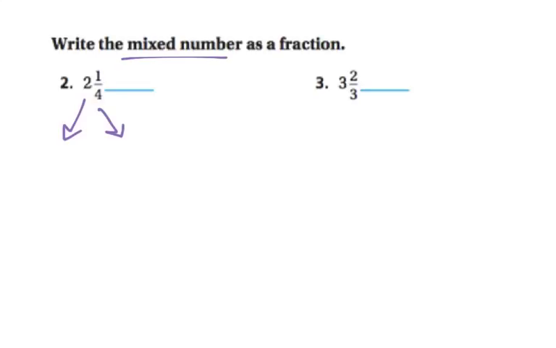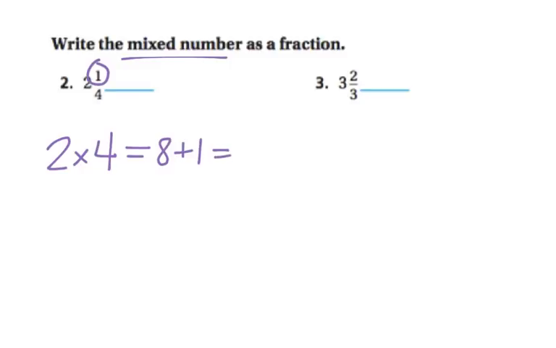So let's see if we remember the steps that we take to do this. The first thing I want to do is I want to take my whole number, 2 wholes, and I want to multiply it by my denominator. 2 times 4 equals 8. And then I'm going to add my remaining numerator to that. 8 plus 1 is 9. Therefore, I would write this as 9/4 because my denominator stays the same.